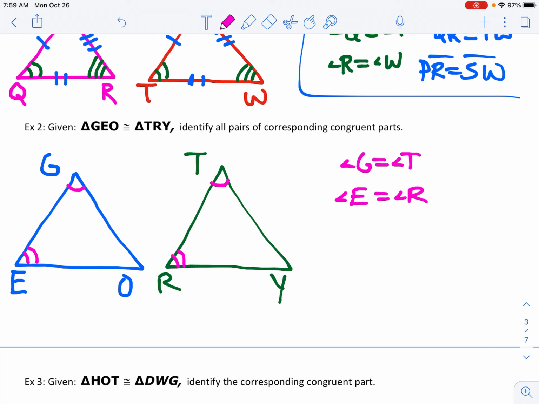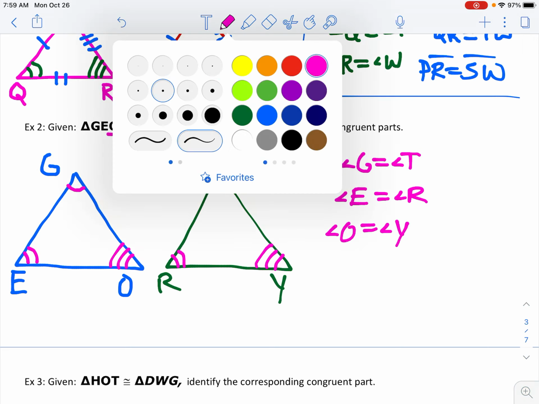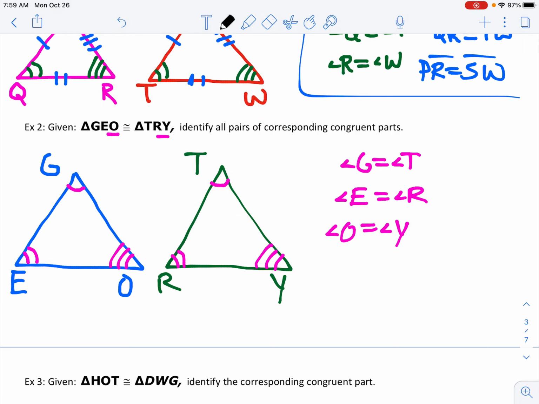All right, let's go back and do our last two letters. O, give it 3. Y, give it 3 to show those two are equal to each other. All right, now let's go do sides. Remember, sides are 2 letters at a time. So I'm going to go GE, tick, TR, tick. GE has to equal TR.